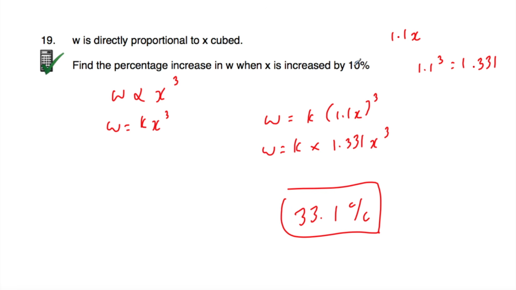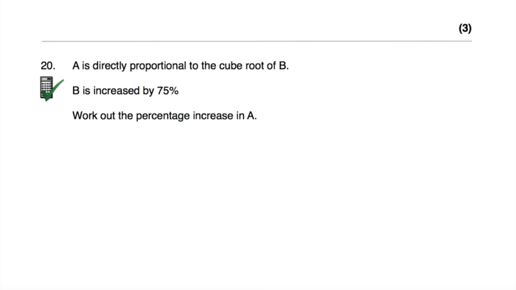So that's one way to do this question. Another way would be to say, if you're increasing by 10% and it's x cubed, you're just going to cube that multiplier. You're going to do 1.1 cubed, that's equal to 1.331. So overall, the percentage increase would be 33.1%. And that's it.